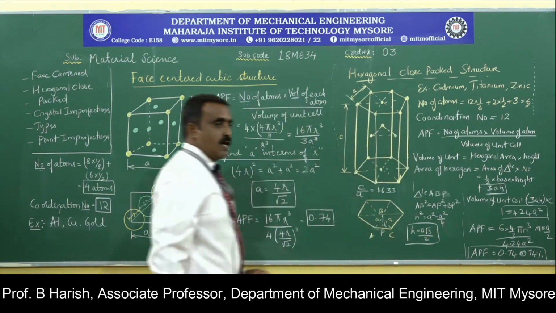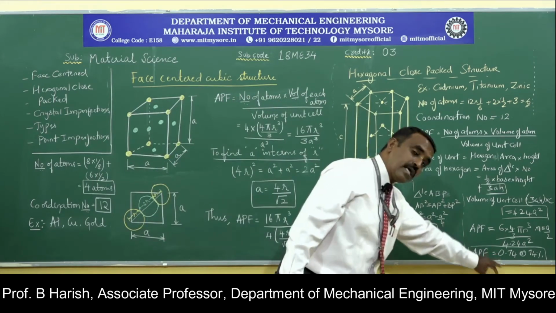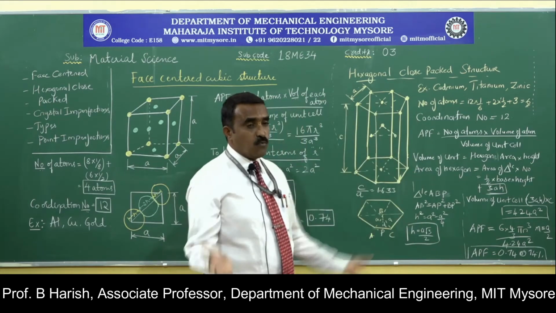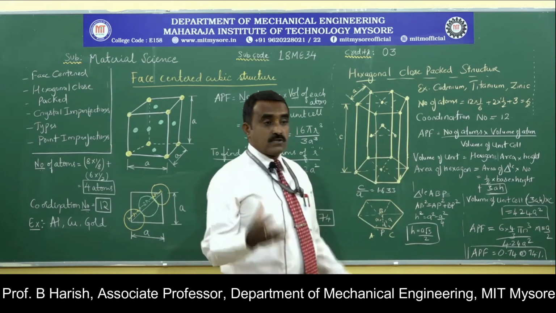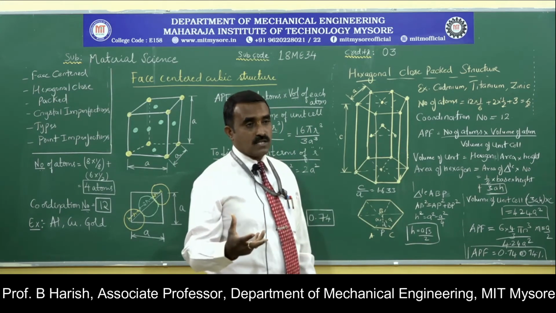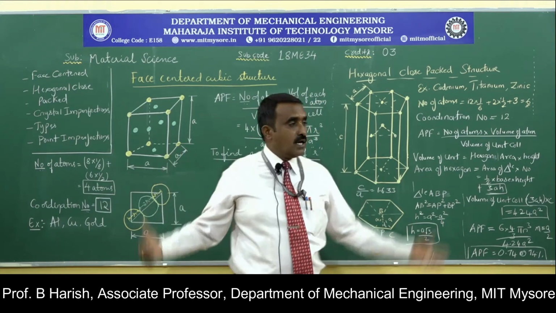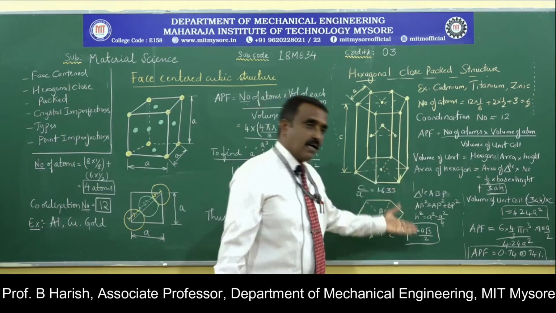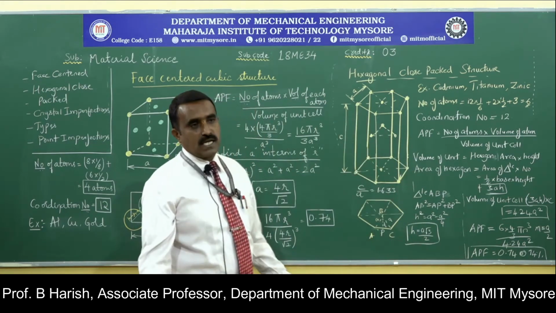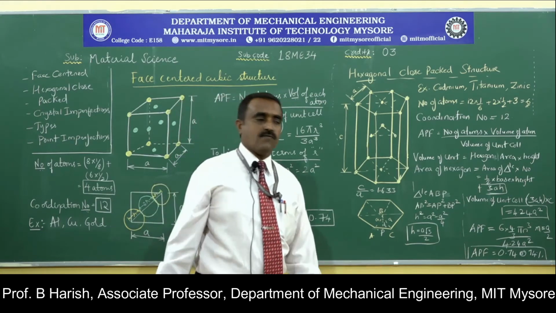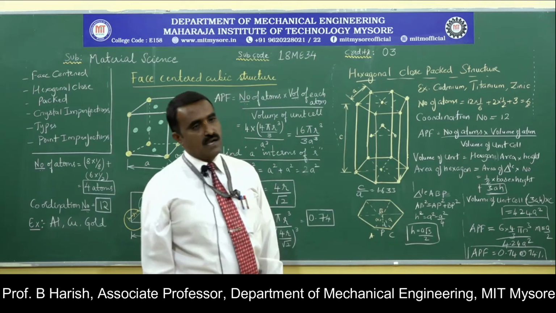One thing you can observe is that here also I am getting 0.74, and for face centered also 0.74. Then what is the difference between the face centered and the hexagonal close packed structure? The shape is changing, that is what you can observe. Here it is in cubical shape, here it is in hexagonal shape. But the APF I am getting for both as 0.74. Once again, it indicates that 74% of the total volume is occupied by atoms, and the remaining is empty.